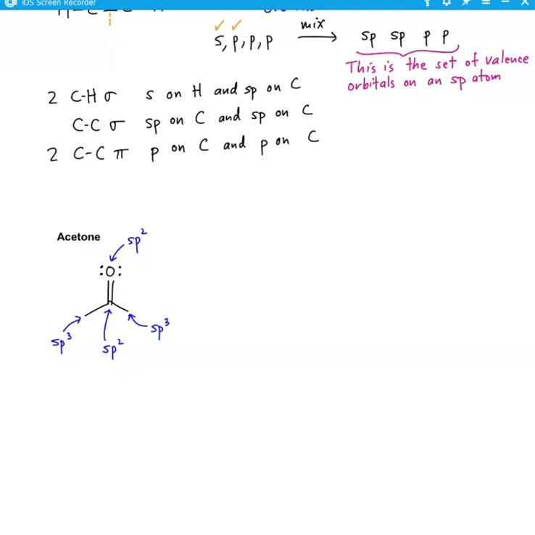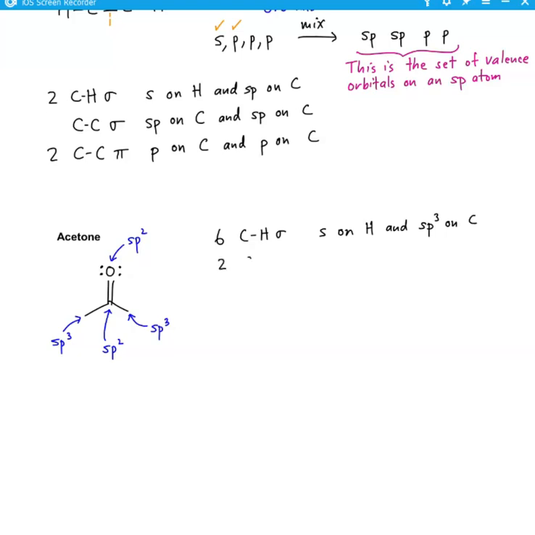Okay, so having done that, hopefully, what you came up with was the following. There are 6 carbon-hydrogen sigma bonds. Each of them is formed in the same way, or using the same types of orbitals. An s on hydrogen, overlapping with an sp3 on carbon.